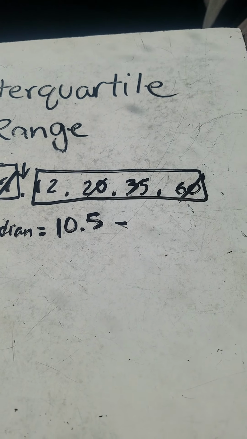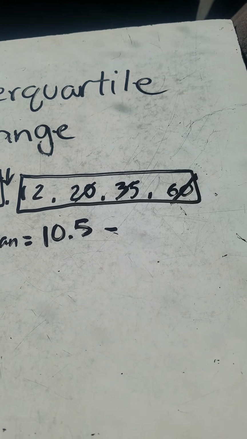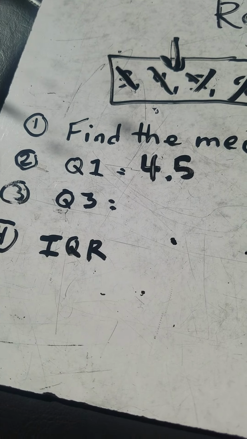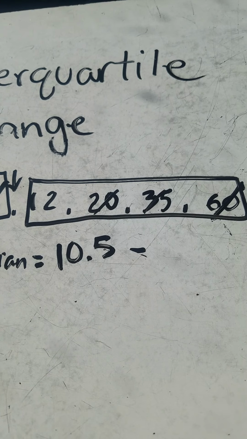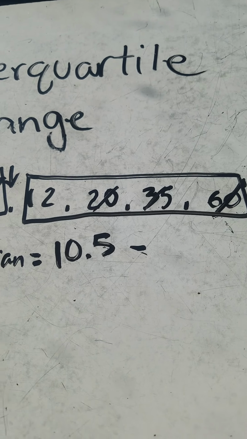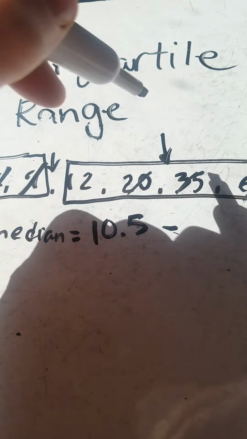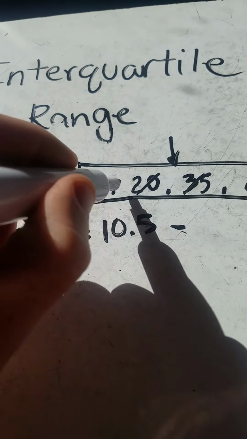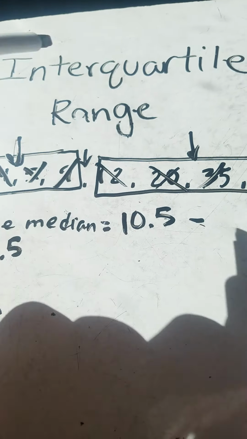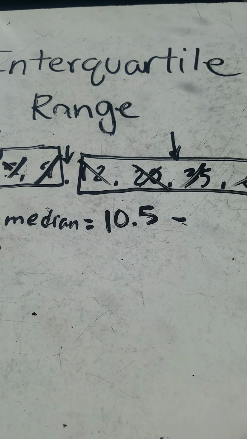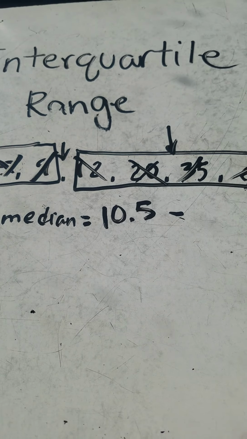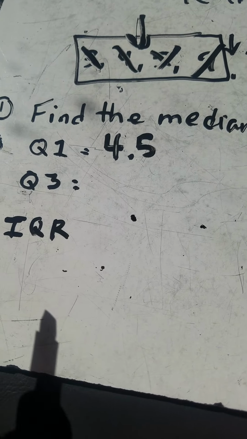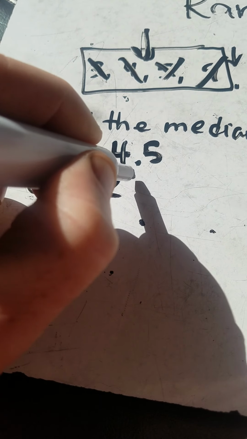And for the upper half of my data, I want to find the third quarter, the Q3. So I'm going to find the middle of the upper half. And I can just see it's going to be between 20 and 35. 1 off, 1 off, 2 off, 2 off, between 20 and 35. I can add those two up and divide by 2. And that's going to be 27.5.